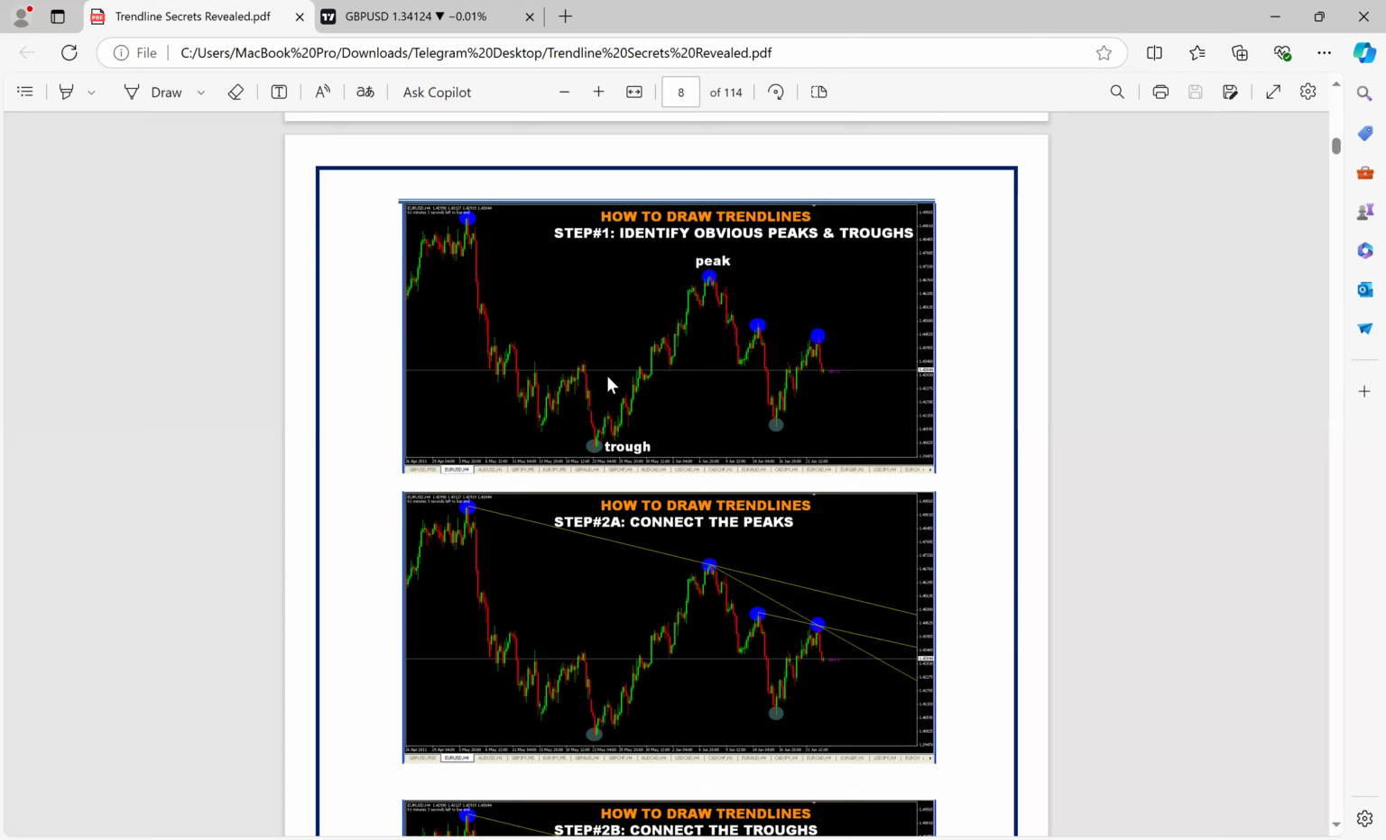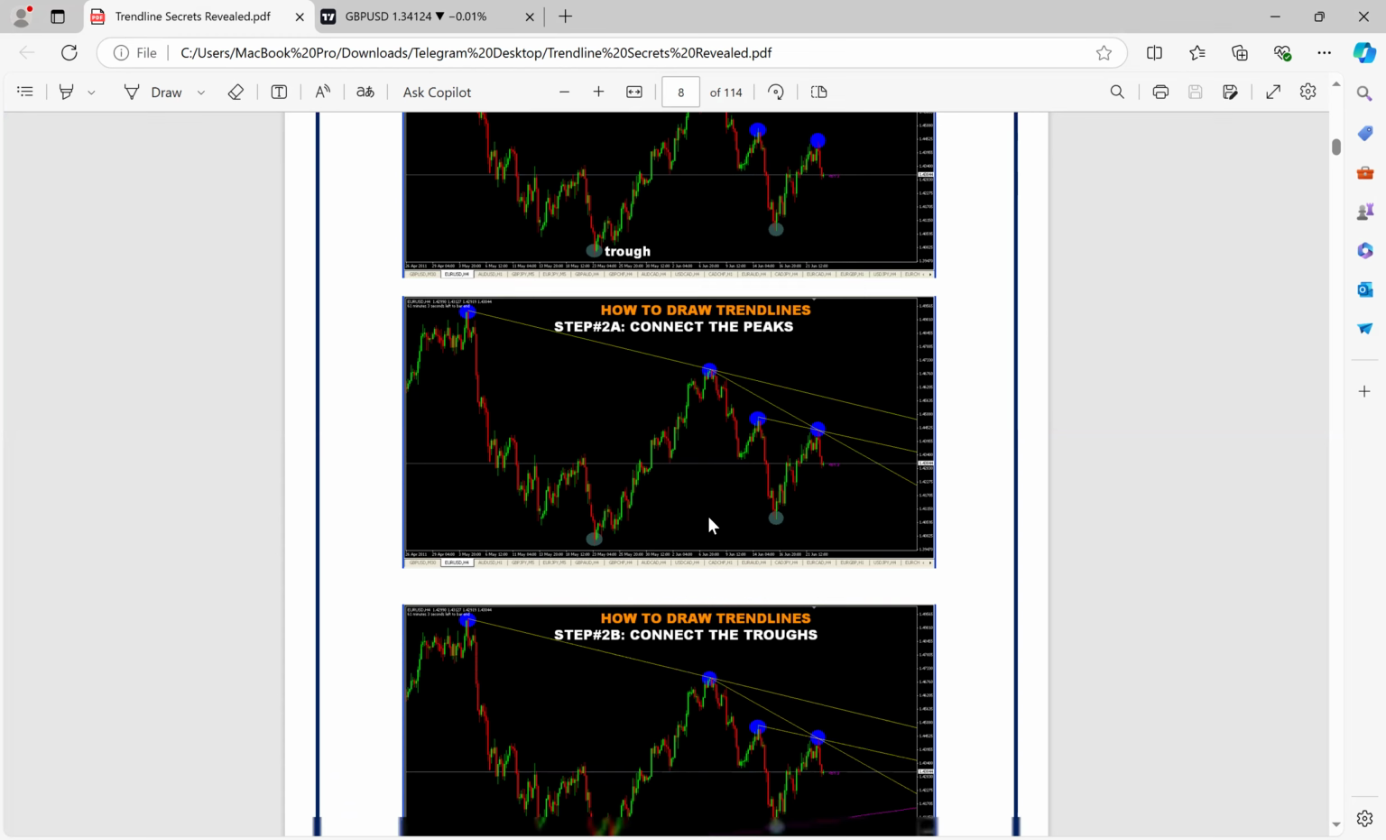How to draw trend lines. You can see it says identify obvious peaks or troughs. Obvious peaks are highs, meaning a peak is something that is high. So this peak like this is a high point. It's circled here. Another one is circled in blue. So those are highs in the market. Then troughs are the ones that are lows.